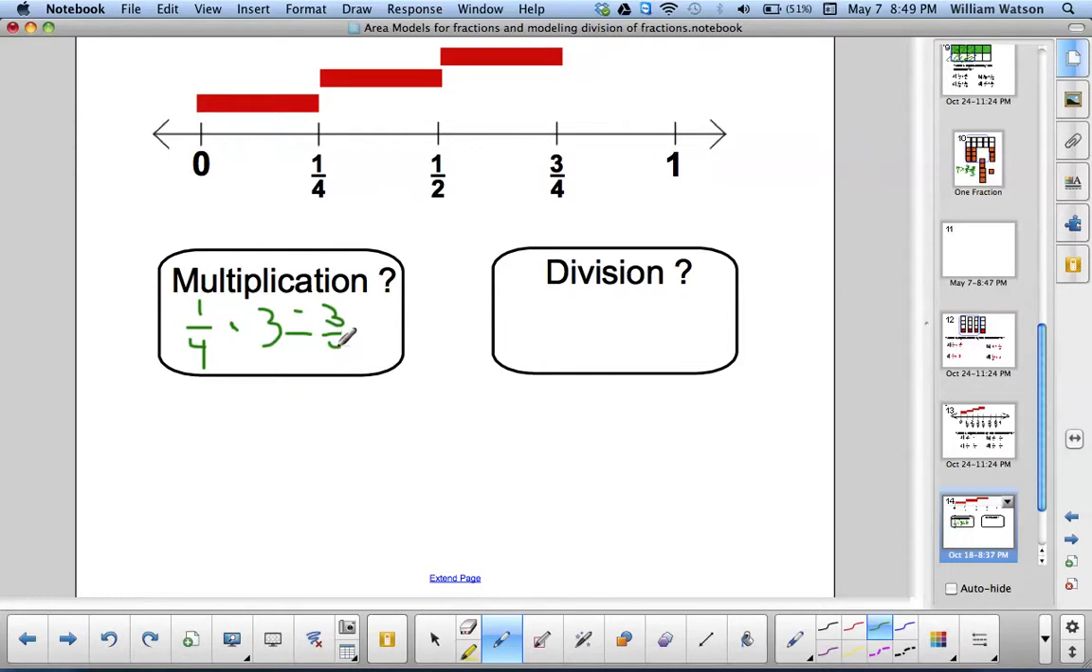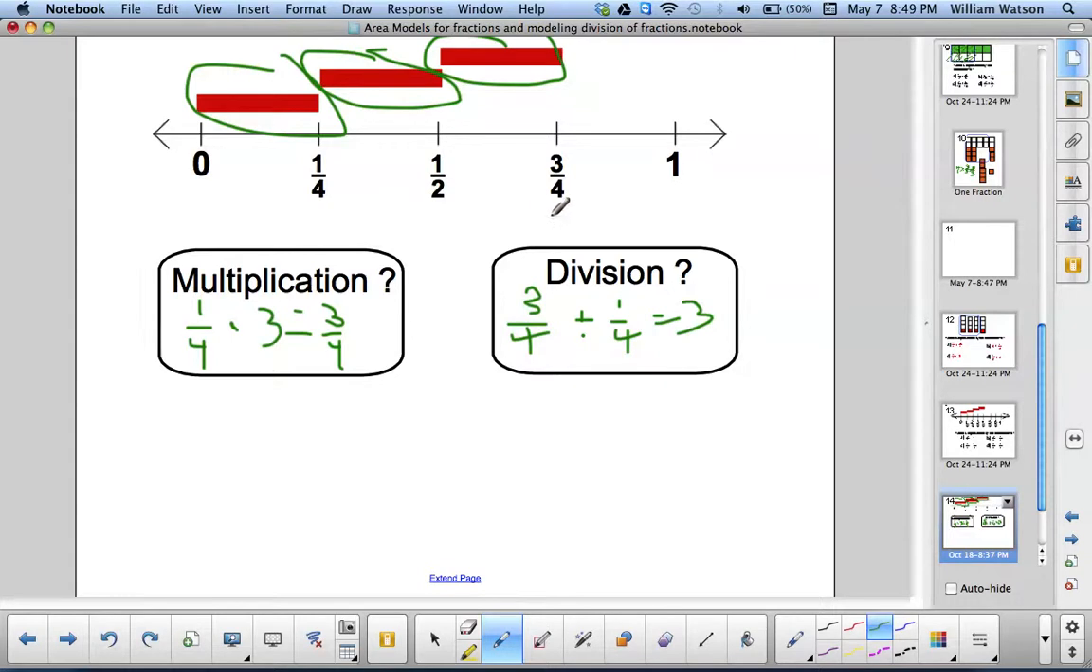3/4. So for the division, it would be 3/4 divided by 1/4 would equal 3. We've got 1, 2, 3 of them inside of 3/4.